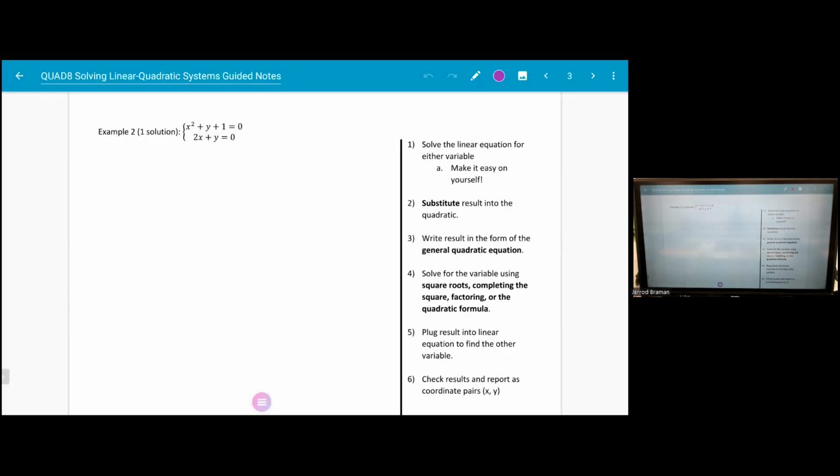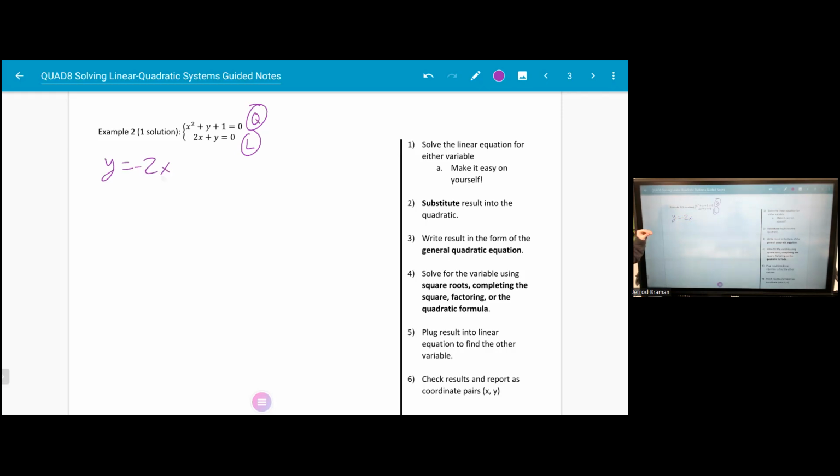All right, let me go ahead and talk you through this one. We're going to do the same steps here. Our first step is solve the linear equation. Well, let's figure out what's the line. That's the bottom equation. That makes the top the quadratic. Solve the linear equation for either variable. 2x equals y. Well, I don't want to deal with fractions, so I'm going to solve for y. I'm going to say y equals -2x, and that's just it, because there's no other value.